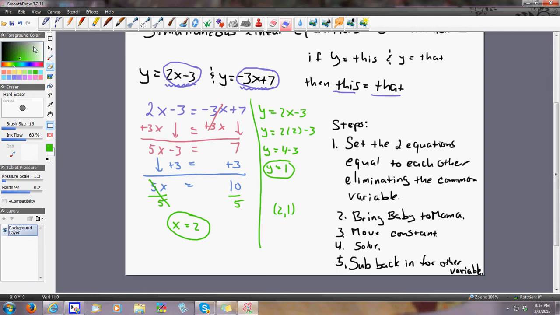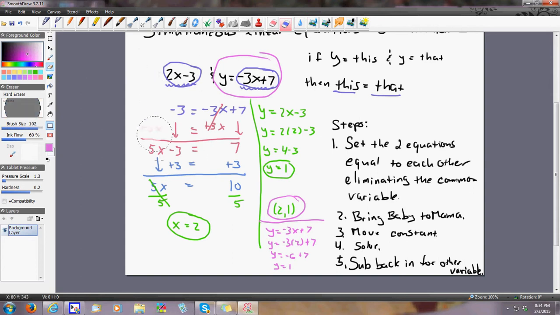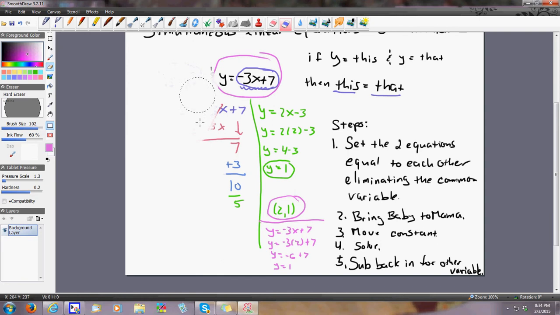Now, what you should do, and I always say people should do this, but nobody ever does, is check it out. I'm going to take my other equation, y equals negative 3x plus 7. I'm going to plug in 2 for x. I get y equals negative 6 plus 7, and sure enough, I get 1. And so once again, my solution works. It works for both equations, which means that this 2, 1 is my solution for those two simultaneous linear equations. These two equations are happening at the same time, and that is their common point.